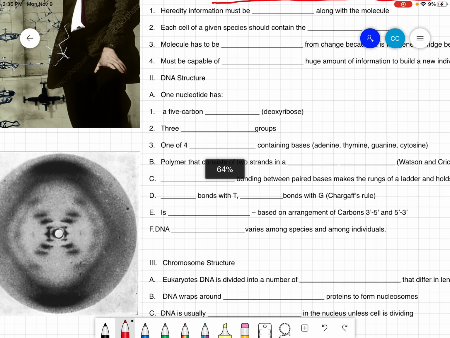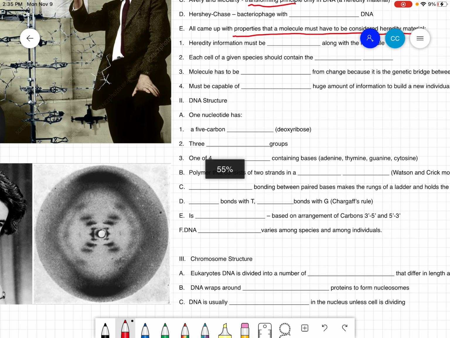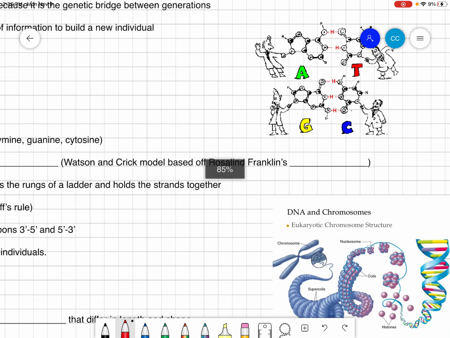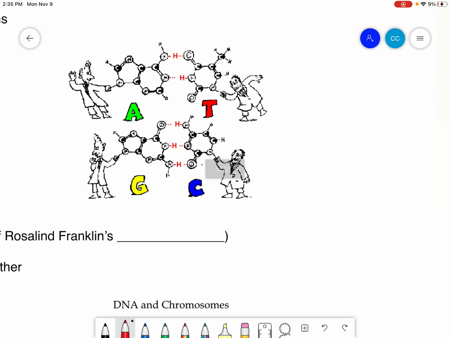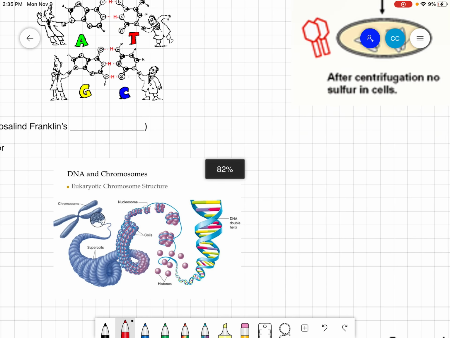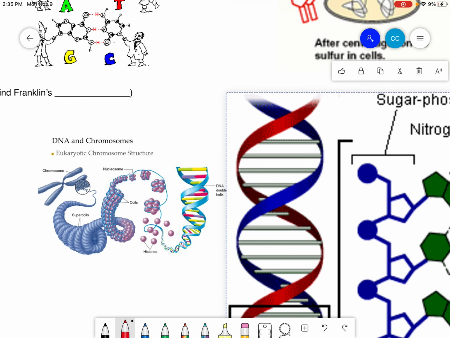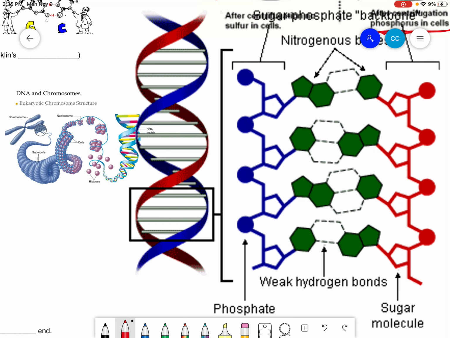So let's talk about the structure of DNA. One nucleotide has a 5-carbon sugar, which is called deoxyribose. So here's my lovely little DNA molecules over here. I've got this little picture of this guy, and then I've got a much bigger picture down here. So this blue part over here, this is my ribose sugar.